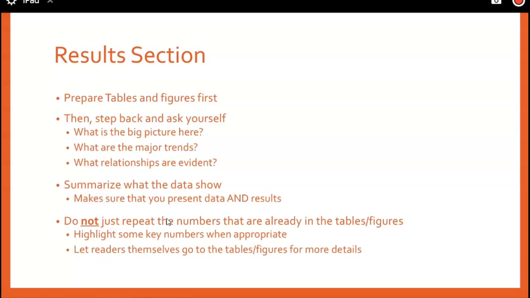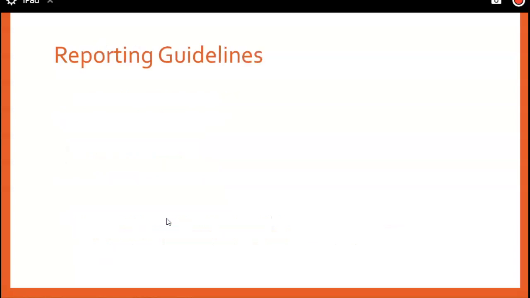You also don't want to just repeat the numbers that are already in the tables and figures. Especially in the results section, when you're using tables and figures, it's another balance that you have to strike between what you include and highlight in the text versus what you leave in the table for your readers to look at, and you guide them towards it. So let the readers themselves go to tables and figures for more details. If you have the tables and figures there, don't write about them in your text.